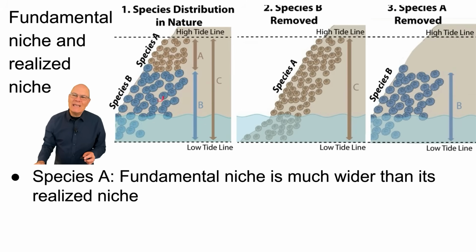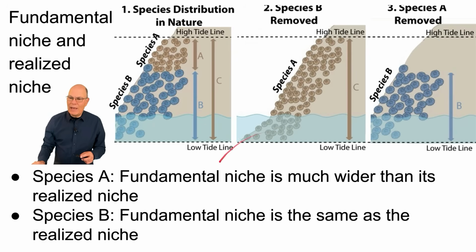Because when species B is removed, species A is capable of colonizing this zone over here that's much closer to the low tide zone. Species B, by comparison, has a fundamental niche that's pretty much the same as its realized niche. And how do we know that?